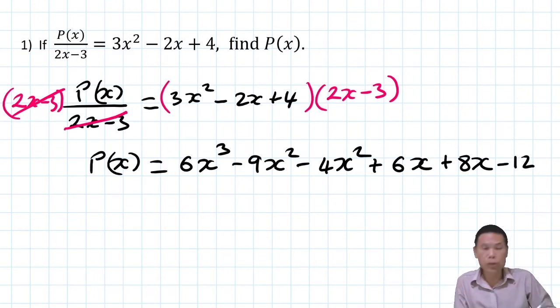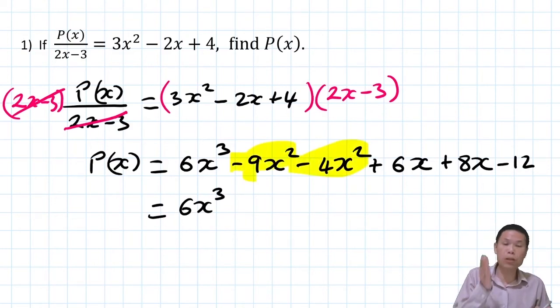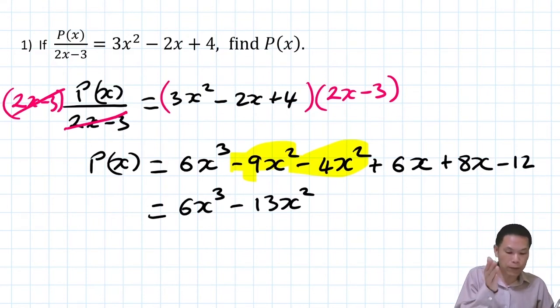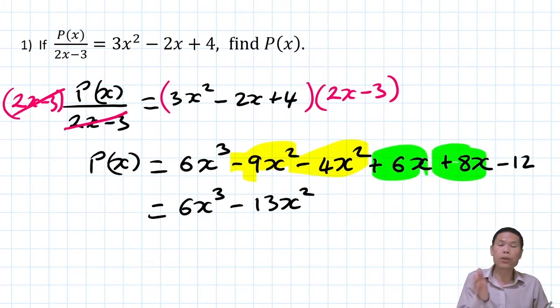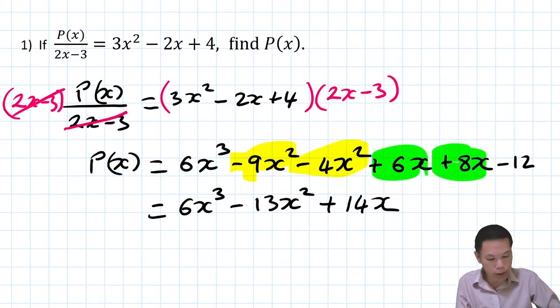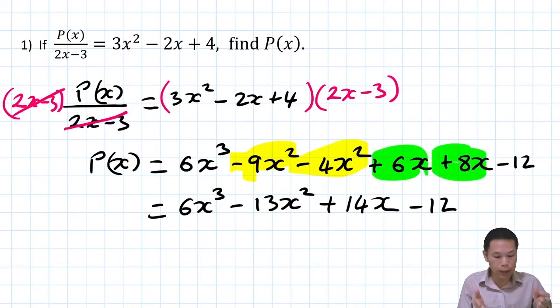Now I just collect like terms. So 6x to the power of 3, there's no like terms, so I just write this down: 6x to the power of 3. Then we have minus 9x squared minus 4x squared, which is minus 13x squared. And then we have 6x plus 8x, which is 14x. So I just write plus 14x. And then we minus 12, just write this down. So negative 12 or minus 12 if you like. There you go. So this is p of x.